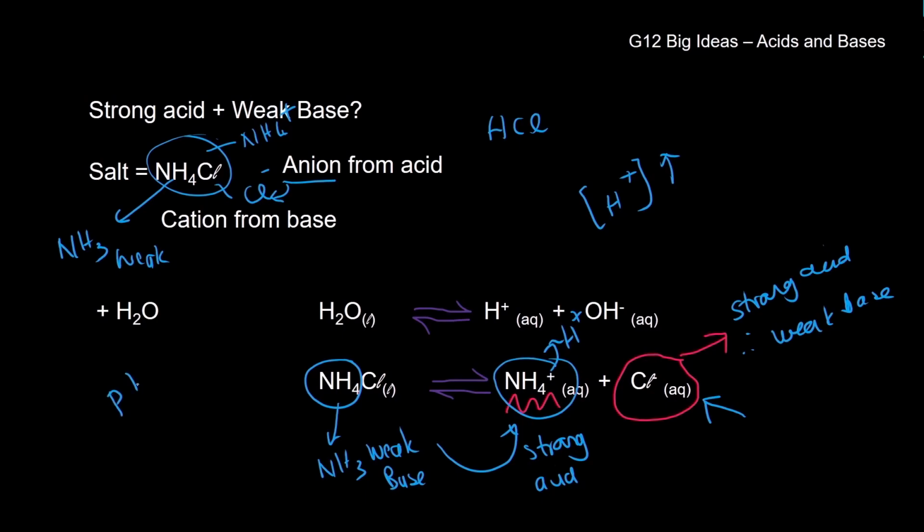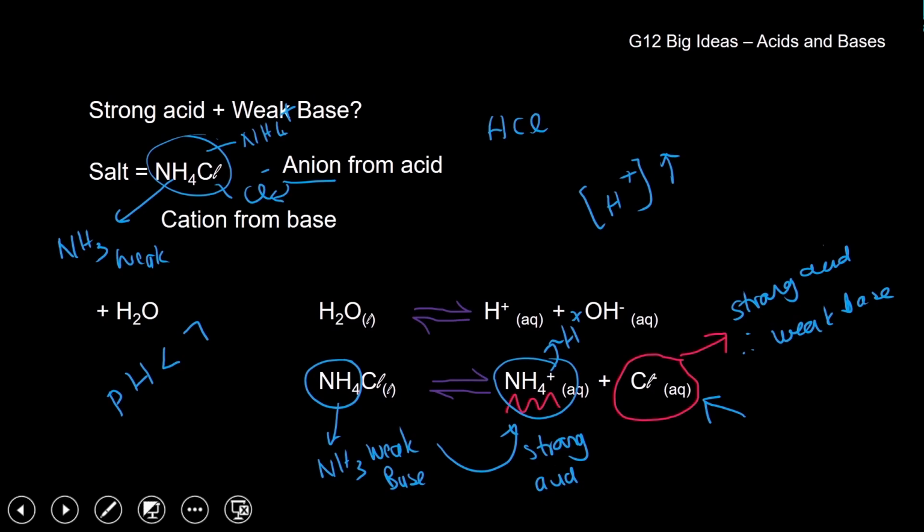So when we have a strong acid and a weak base that are neutralizing each other, the resulting salt is going to be slightly acidic. It's an acidic salt that is formed, and the resulting solution is going to be slightly acidic. The pH is then going to be just below 7. So the pH in this case is going to be a little less than 7.